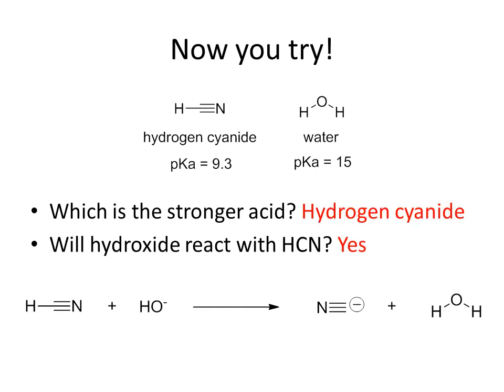If you determine that hydrogen cyanide is the stronger acid and that hydroxide will react with hydrogen cyanide in the reaction shown below, that's excellent.